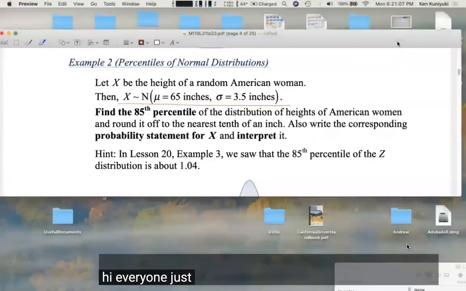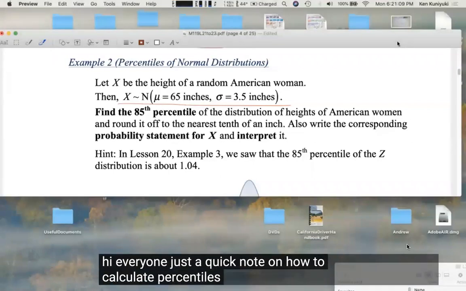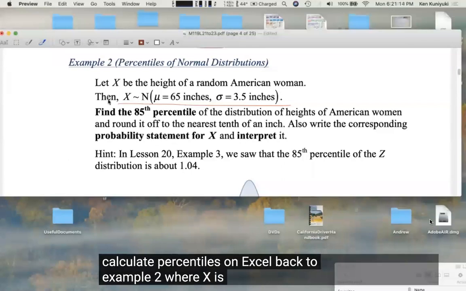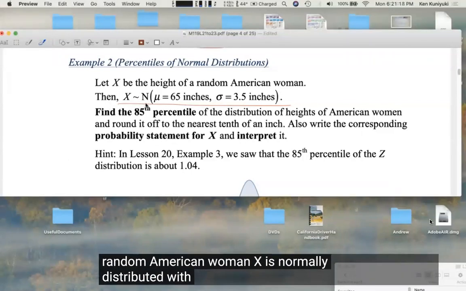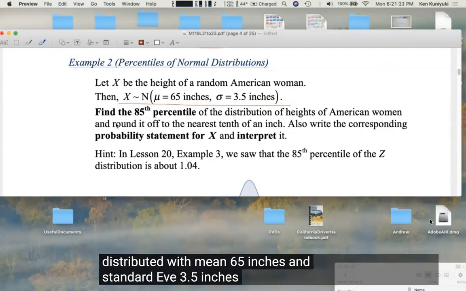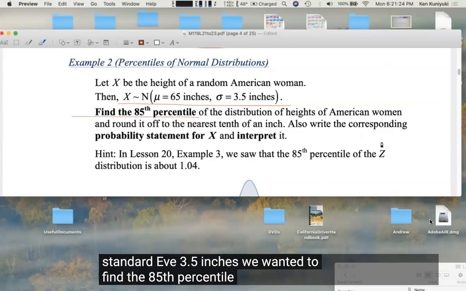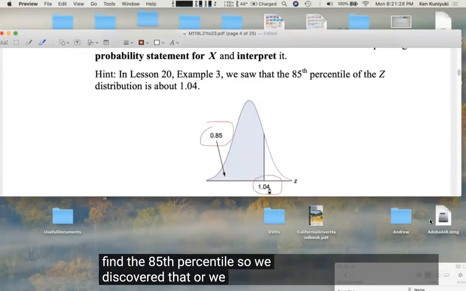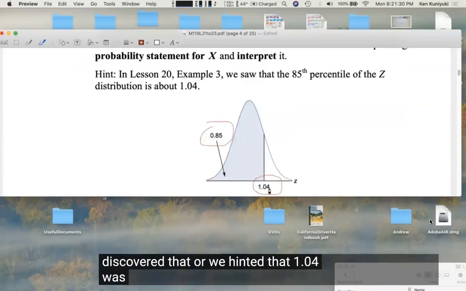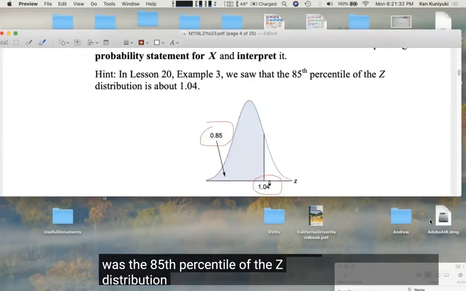Hi, everyone. Just a quick note on how to calculate percentiles on Excel. Back to example 2, where x is the height of a random American woman. X is normally distributed with mean 65 inches and standard dev 3.5 inches. We wanted to find the 85th percentile. So we discovered, or we hinted, that 1.04 was the 85th percentile of the z distribution.